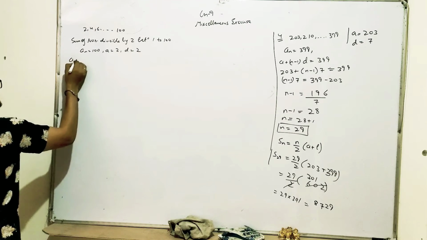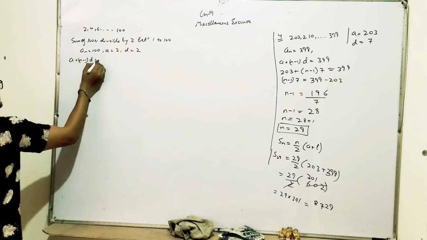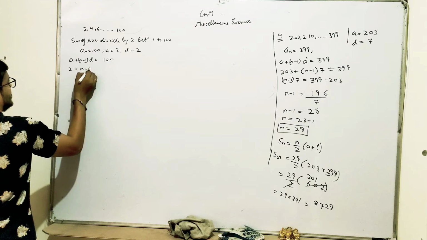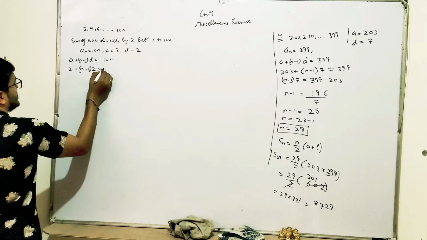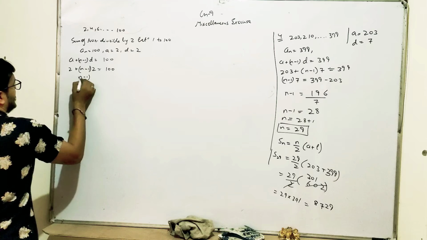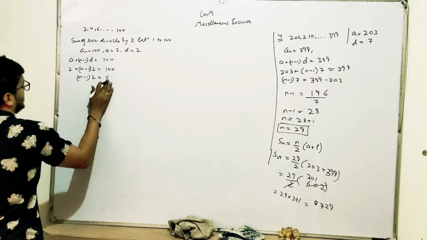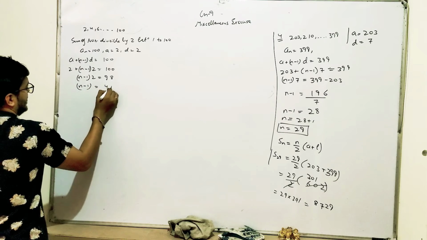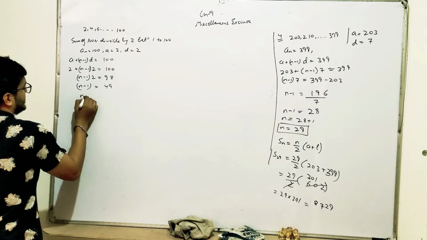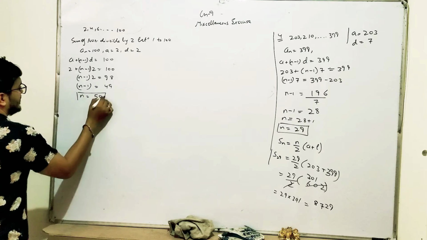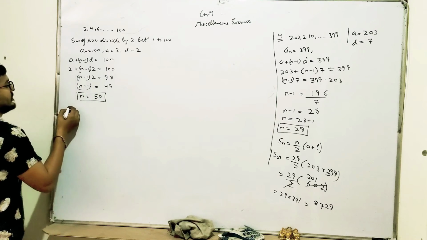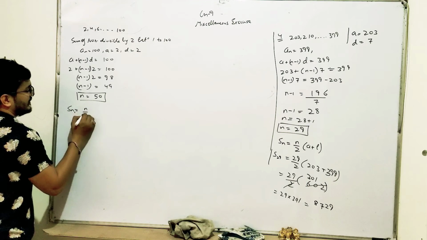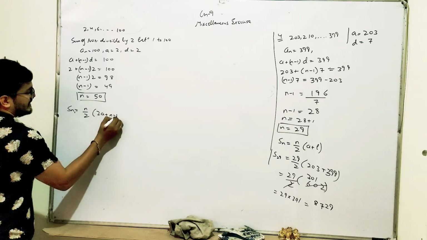So the an formula is a plus n minus 1 d, which is 100. So 2 plus n minus 1 times 2 is 100. So n minus 1 times 2 is equal to 98. So n minus 1 is equal to 49. So n is equal to 50, right? So 50 terms are there. So the sum Sn, let's call it Sn1, is equal to n by 2 times 2a plus n minus 1 d.